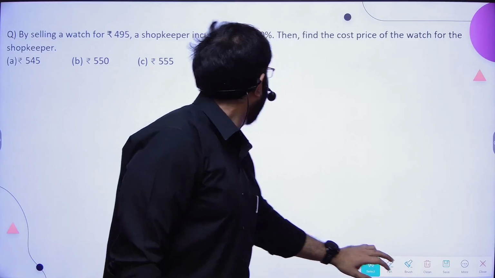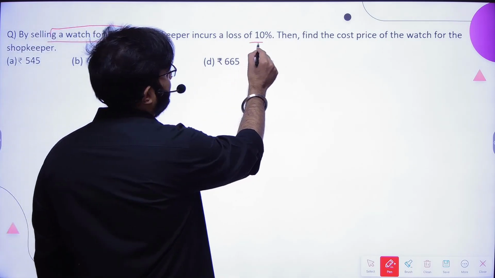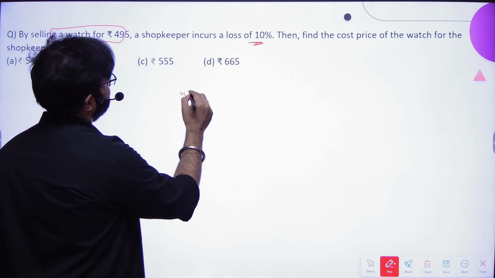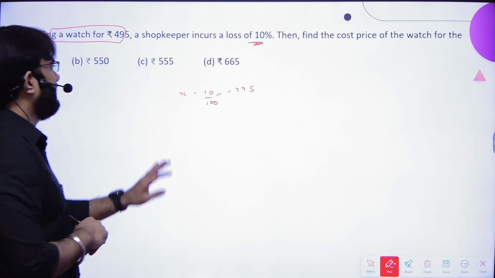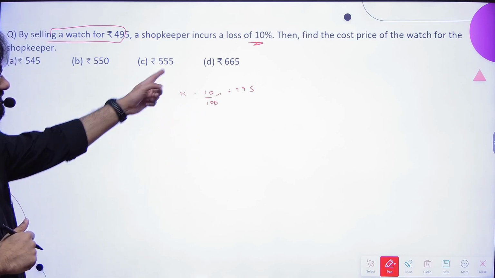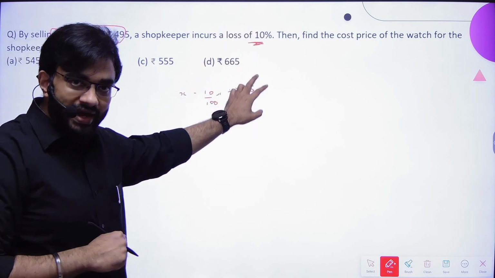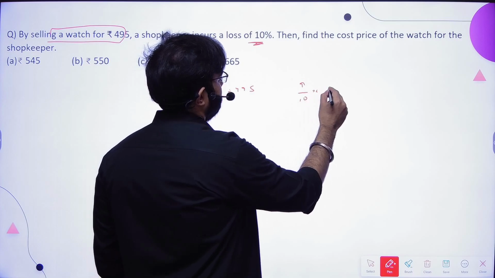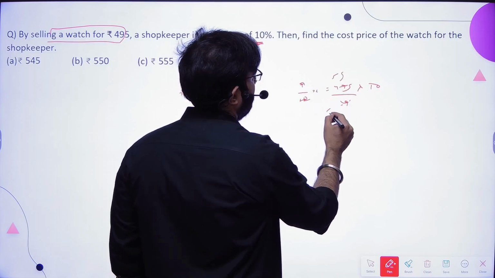Okay. Now selling a watch, SP is 495, 10%. Again, we can do it like this: X minus 10% of X is equal to 495, and then we can get the answer. Now directly, if we consider 10% as 1 by 10, then 1 minus 1 by 10 will be 9 by 10. X is equal to 495. Then 10 will come here, 9. So the answer will be 550.